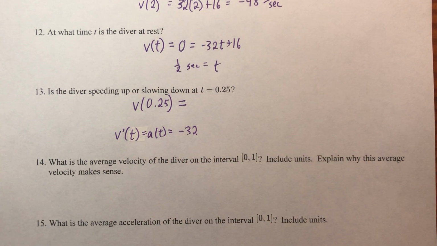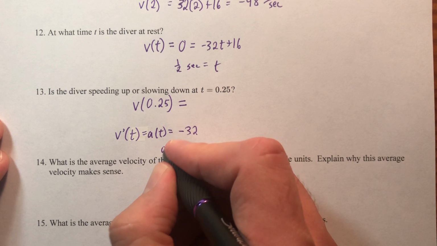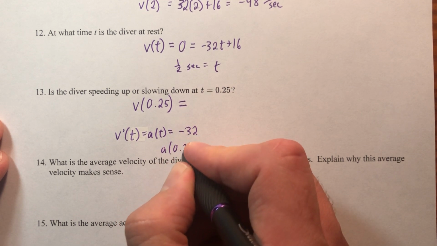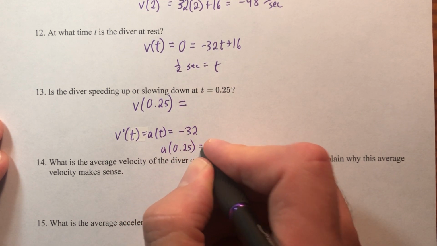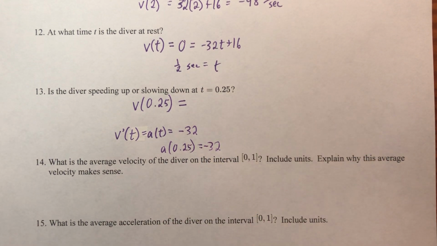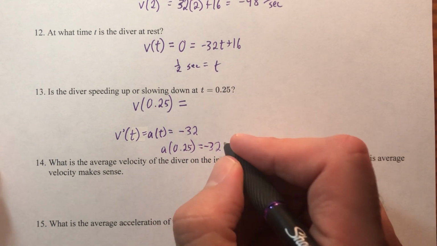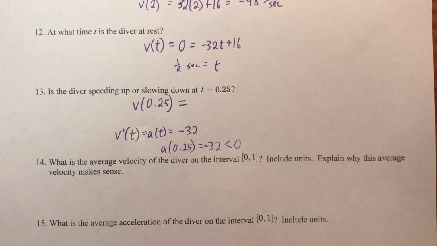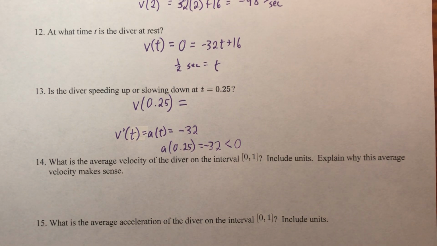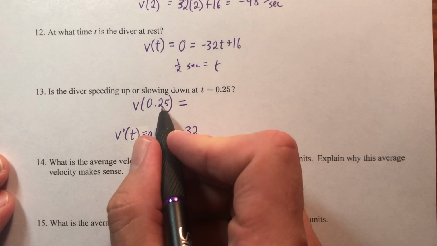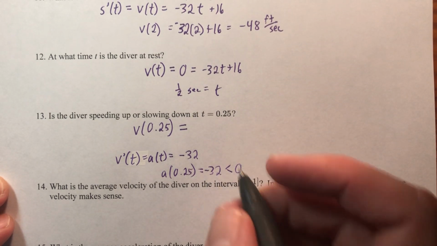And so to be clear on this, if I was to extend this even further, I'd say, well, the acceleration at 0.25 is -32. It doesn't matter what I pick, it's going to be negative. And so that, of course, is less than 0. All right, my purple pen is acting up again. So let's plug in 0.25 into the velocity function. We can do this one in our head.